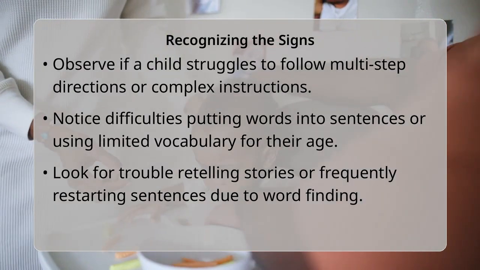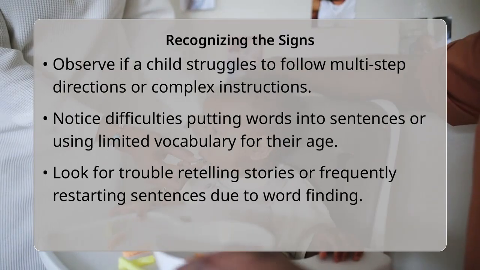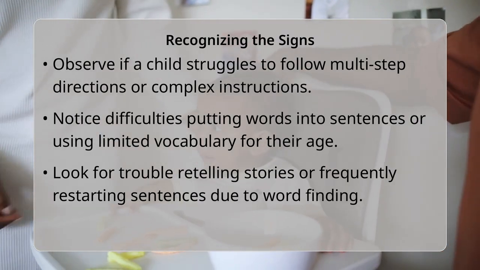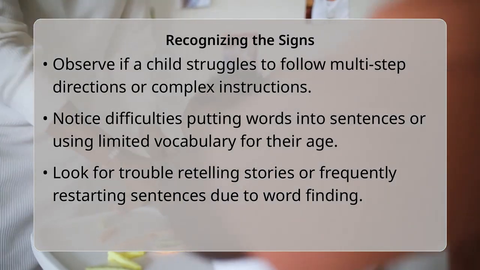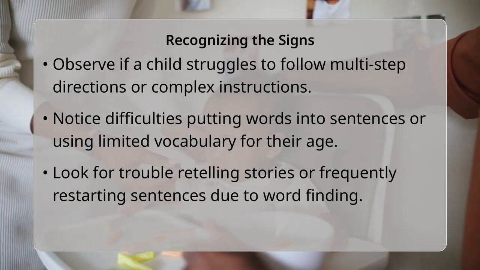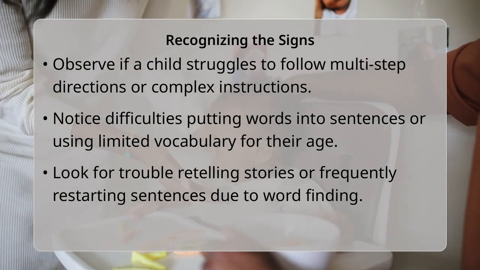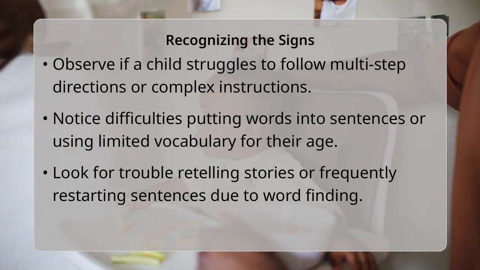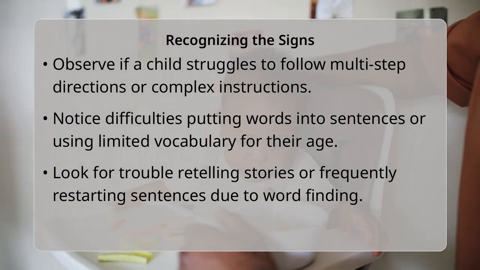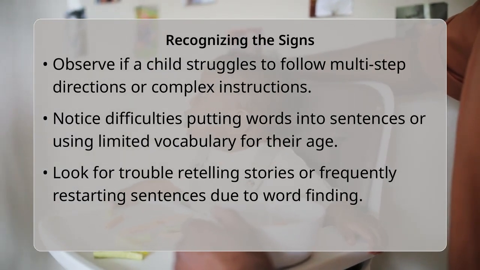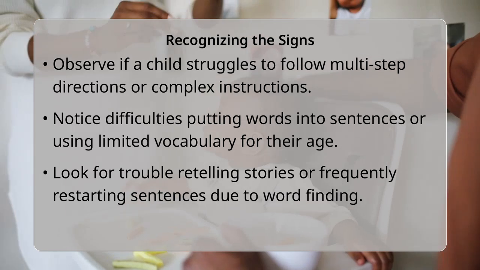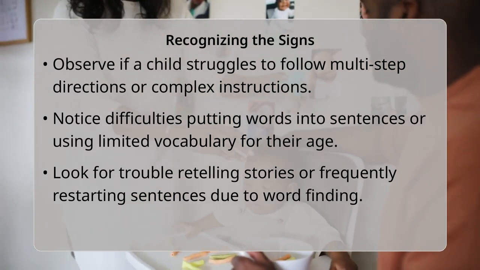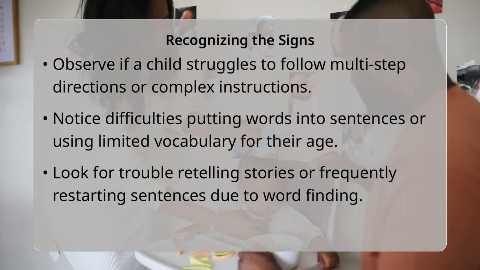Observe if they struggle to follow multi-step directions, have difficulty putting words together into sentences, or use very limited vocabulary for their age. They might also frequently restart sentences, substitute words, or have trouble retelling a story in a logical sequence. It is important to compare these observations to typical developmental milestones for their age.